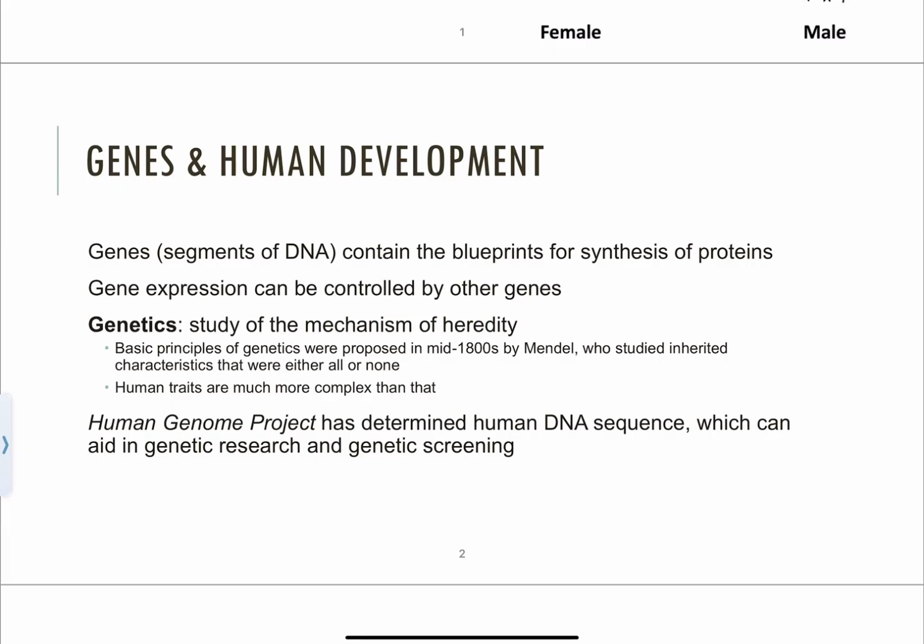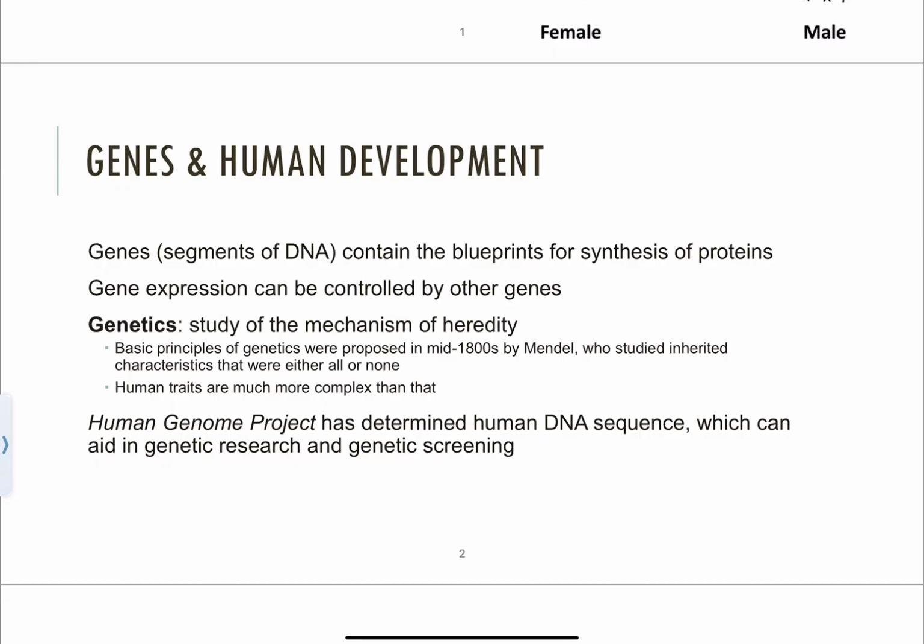So just a couple of terms. When we're talking about genes, we're talking about segments of DNA, and these segments contain the blueprints for the synthesis of proteins. So the whole purpose of having DNA is to undergo transcription into RNA and then translate RNA into proteins. So the whole reason why we have DNA is to make proteins, and that is the central dogma of biology. How we control which genes we express or turn into proteins are actually going to be controlled by other genes. So we call this study of heredity genetics.